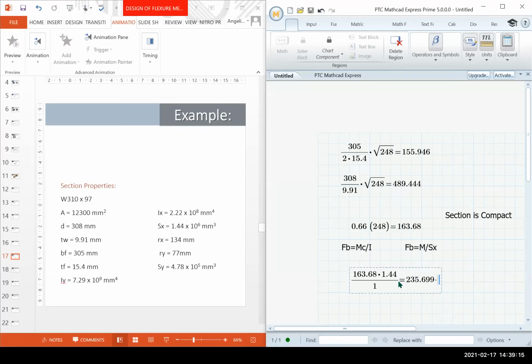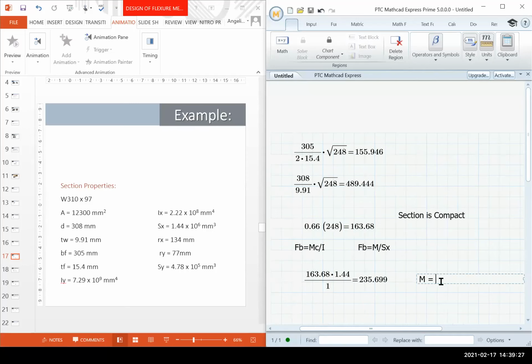Equal natin. So yung lalabas dito is naka kilonewton meter. So yung sagot natin or the final answer will be the moment is equal to 235.7 kilonewton meter. So this is your answer for letter A.